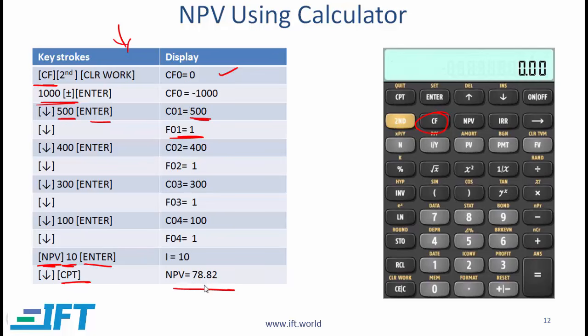You should get the NPV of 78.82. Make sure that you are very comfortable doing this. Practice coming up with the NPV for project B, and the answer is given on the previous slide.